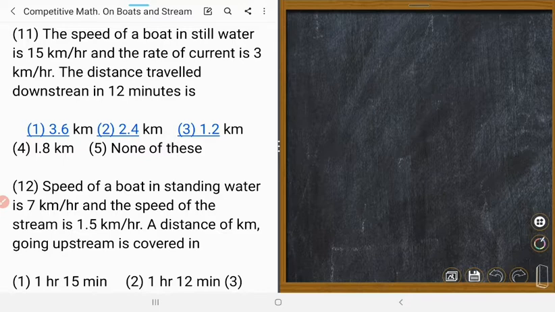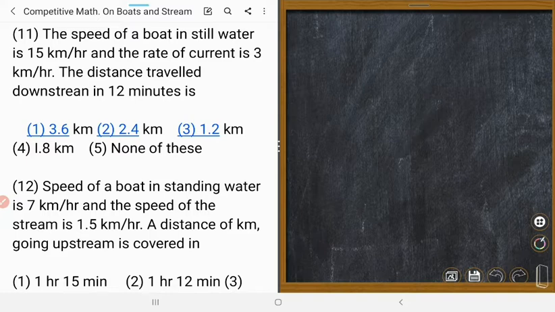Fine, thank you. Today we shall do some arithmetic on boats and streams. We have already discussed 10 sums on boats and streams in our previous classes. Today we shall start from question number 11. And question number 11 is like this.